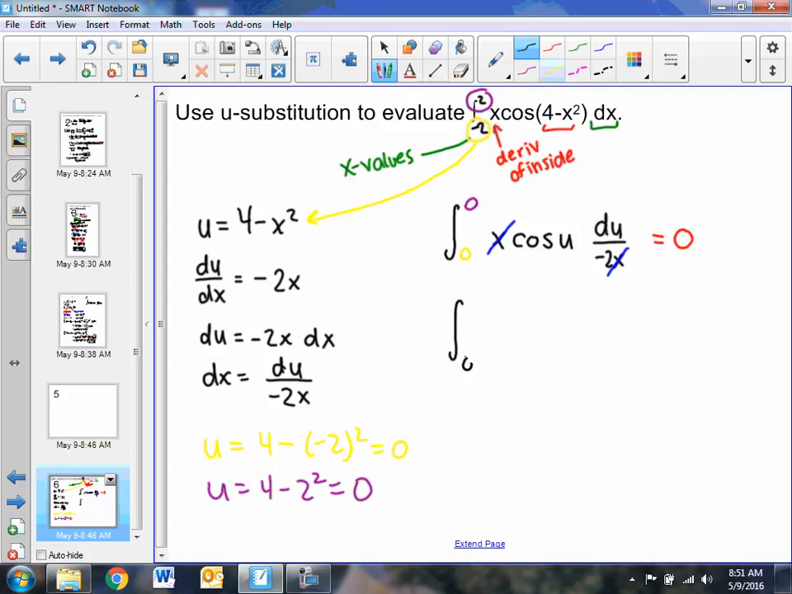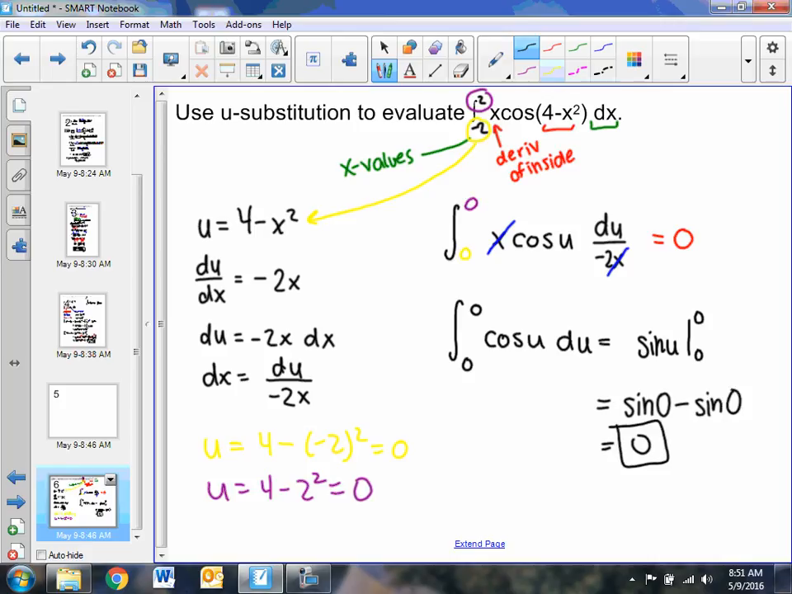So we have an integral from 0 to 0 of cosine of u. We take its antiderivative, we get sine of u from 0 to 0, and we plug in 0. We get sine of 0, and then we plug in 0 again, since it's both our limits of integration, and we'll just get 0. All done.